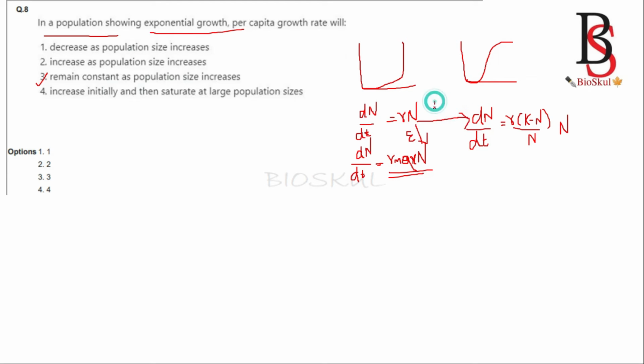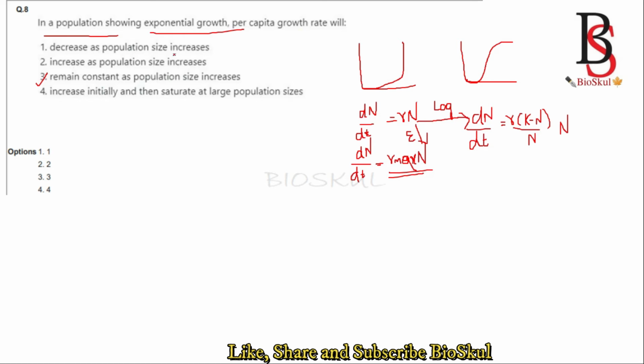But if it is the logistic growth curve, then what will happen? Population showing logistic growth, then the per capita growth rate will decrease. Okay, there is option 1, that is for the logistic growth curve. Here it is asking about exponential growth. So in a population, if there is exponential growth, then the per capita growth rate will be constant. The correct answer is option 3.